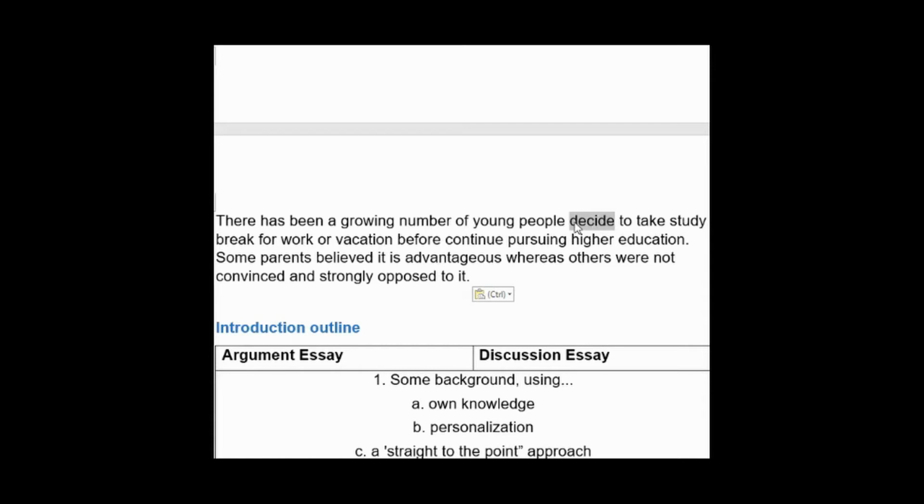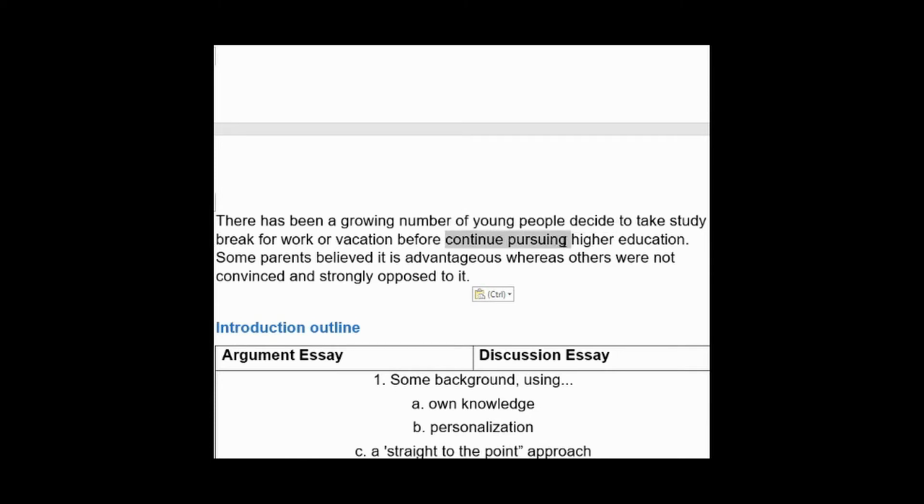So we either need to have a relative pronoun here. This needs to be pluralized, so it's breaks. Or we could say there's been a growing number of young people deciding to take study breaks, but we still need to pluralize this. So either use a relative pronoun or use a participle here instead of this decide. Before continue, this should be continuing, continue pursuing.